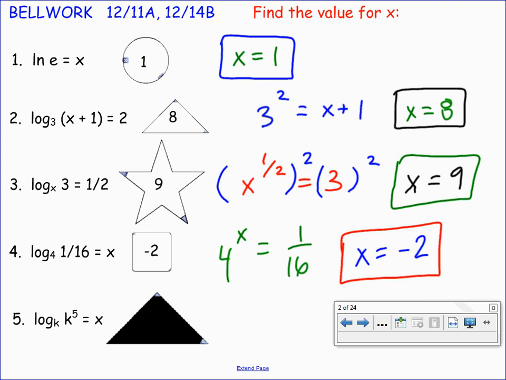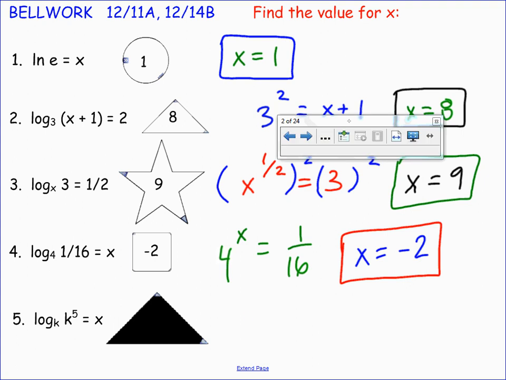Good job. Now, base k to the x exponent equals k to the 5th is how we rewrite number 5 in exponential form. Notice how k to the blank equals k to the 5th. We have no choice but for x to equal 5. And so x equals 5 for number 5.